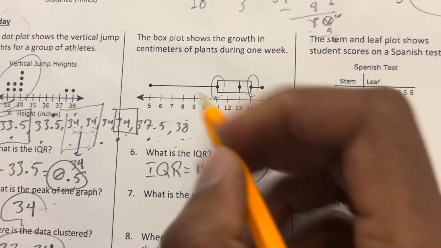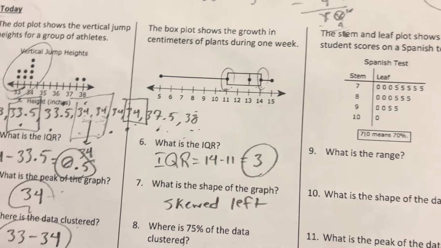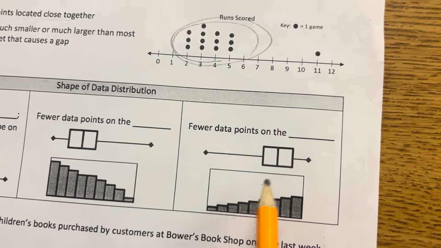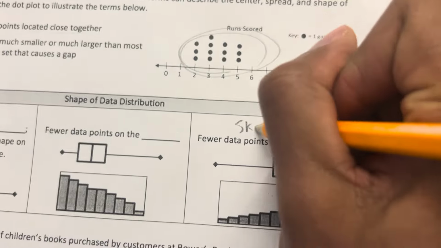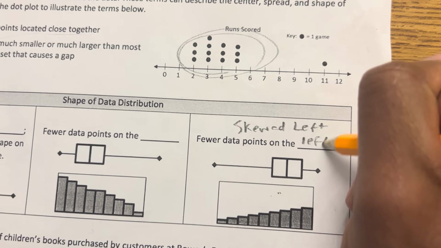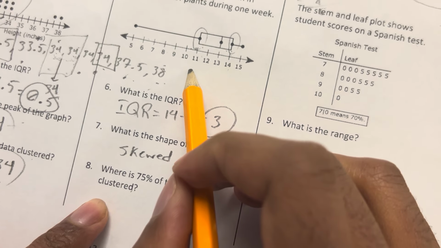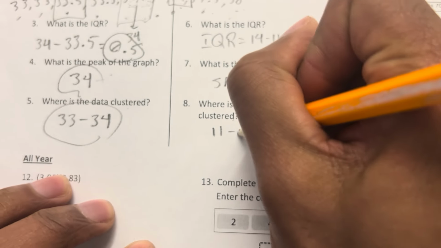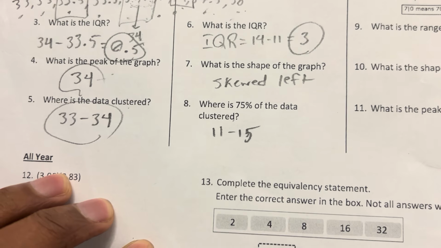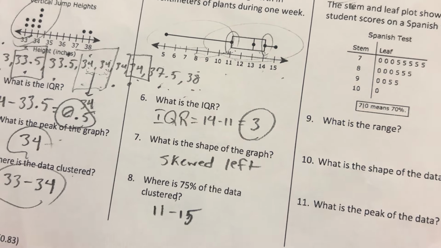What is the shape of the graph? It's skewed left. I knew that because the tail is all the way to the left, just like in this picture here. But up here you should have skewed left. Fewer data points on the left. All right, 75% of the data clustered. That's easy, that's gonna be 11 through 15. Because this is 25% and the rest of the 75% is over here.